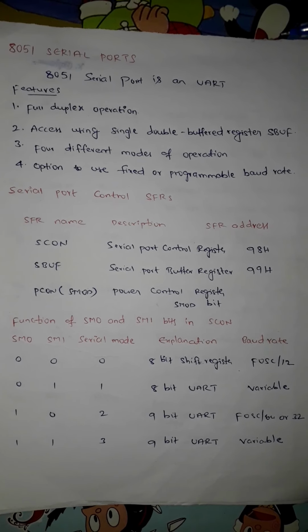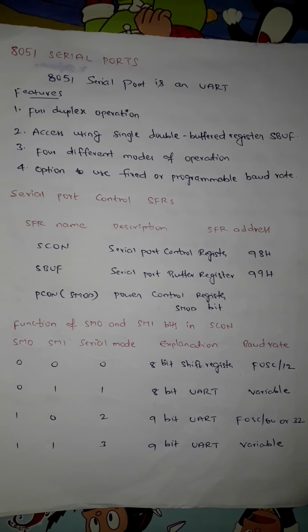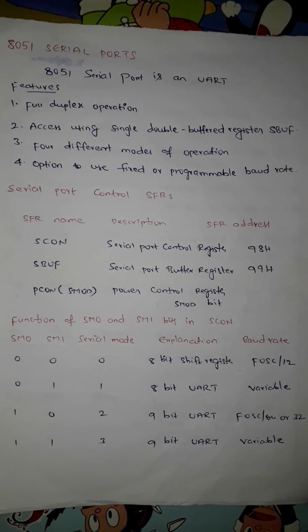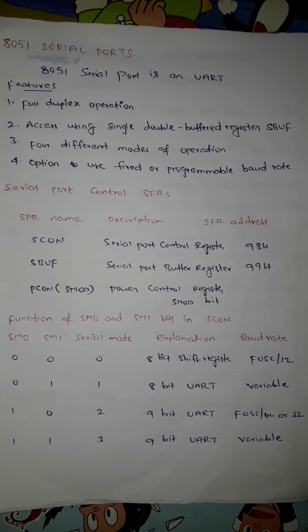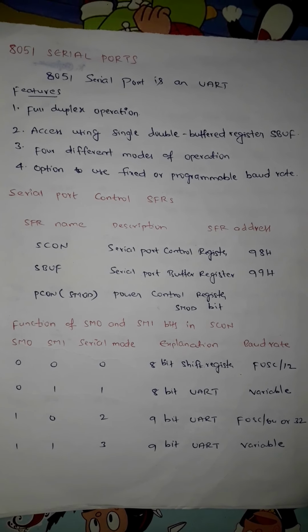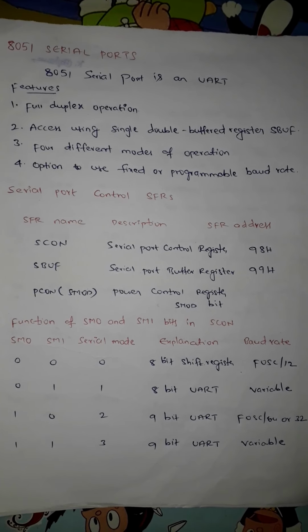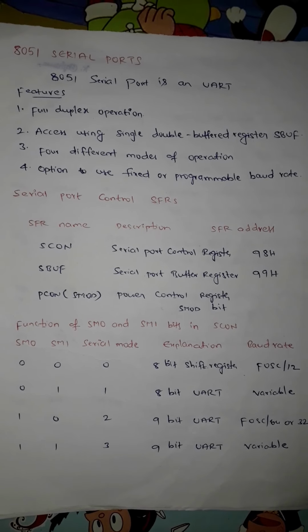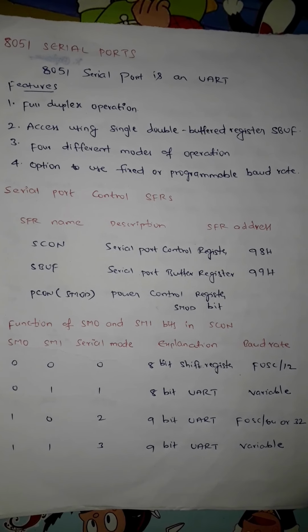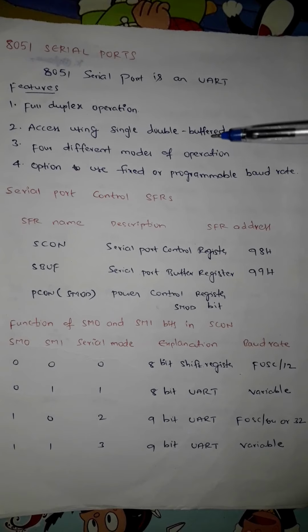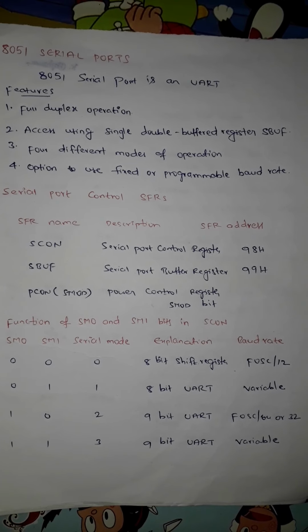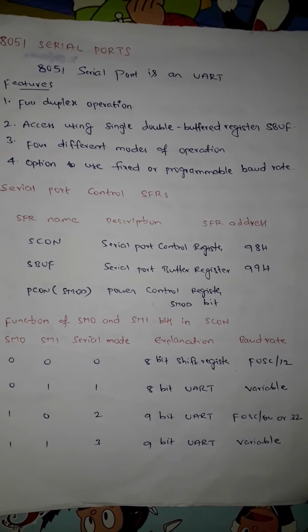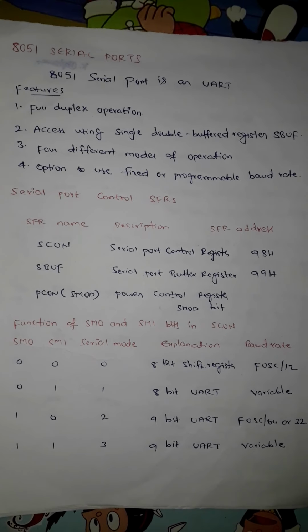So SBUF, the double buffer register, is two separate registers. One is used while transmitting and the other is used while receiving the data. They both have the same address, hence it is named the double buffer register. And then these serial ports operate in 4 different modes of operation: 0, 1, 2, 3 are the 4 different modes in which these serial ports operate.